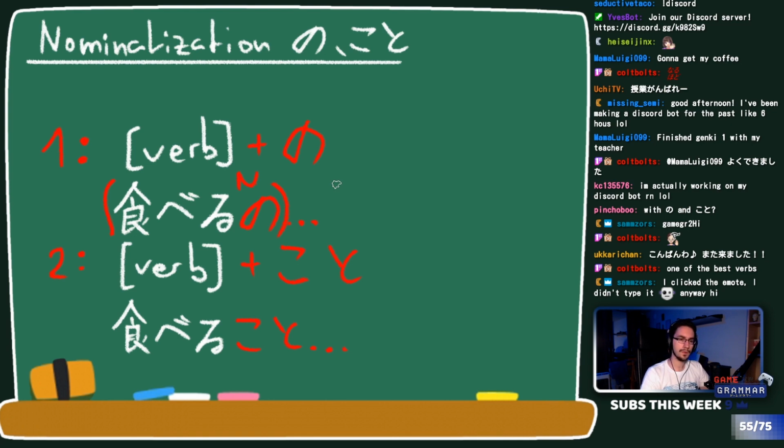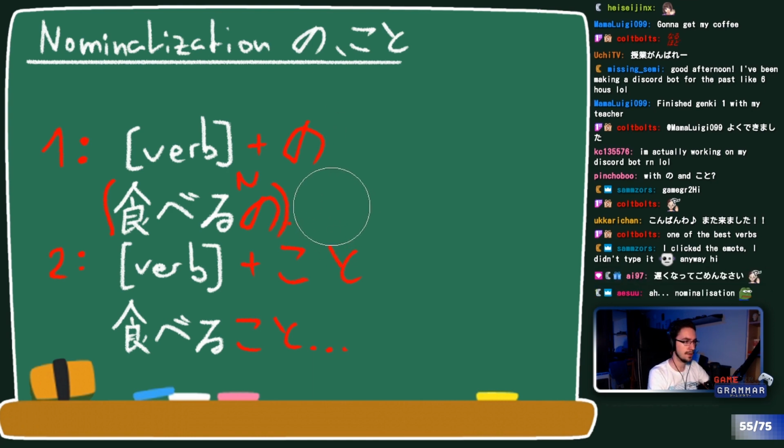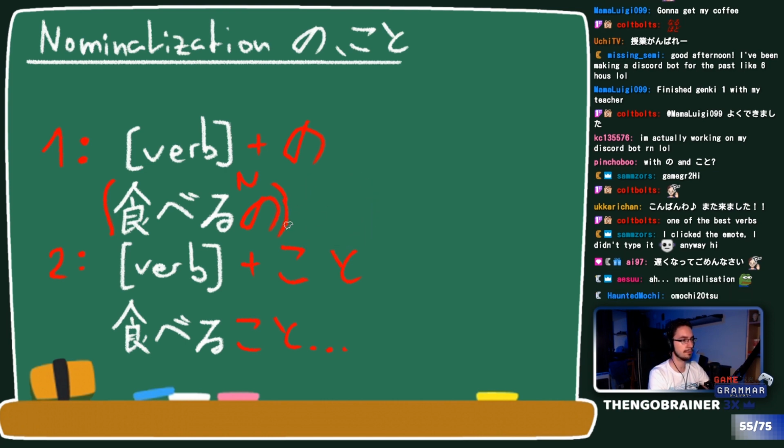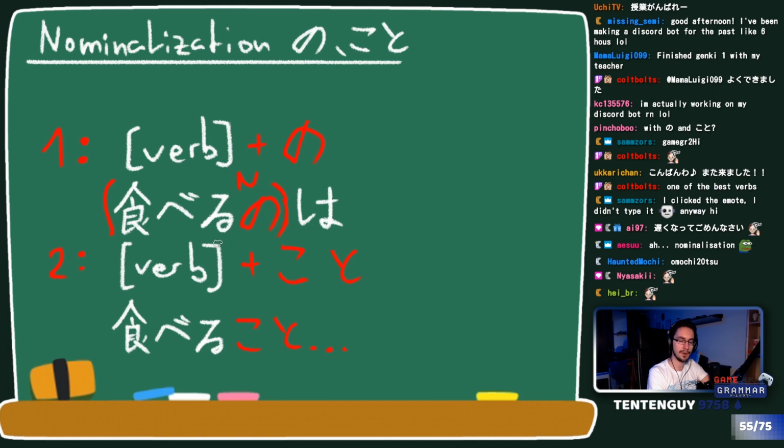So what is one of the things that you can do with a noun in Japanese? Let's add a whole bunch of particles to it. For example, what is one of the particles you commonly add to nouns? Well, we can make it the topic, right? So, I'm gonna make this white so that we don't have too much red. Taberu no wa. Oh, cool. So now we can actually make a statement about the act of eating.